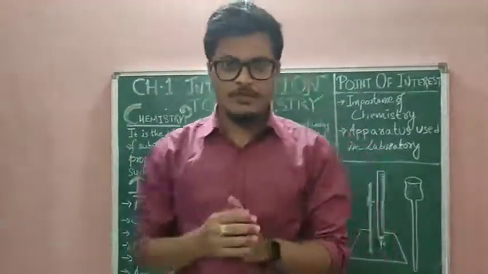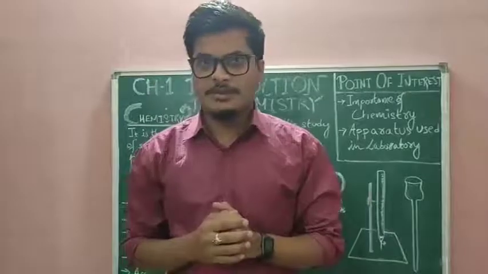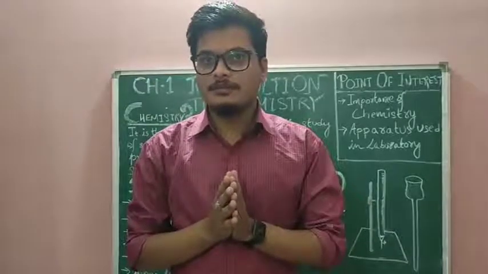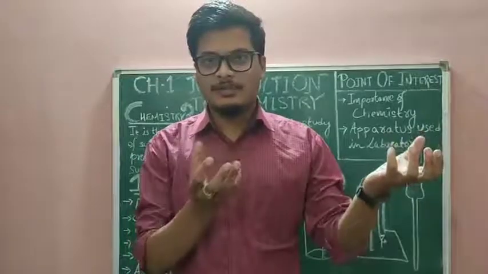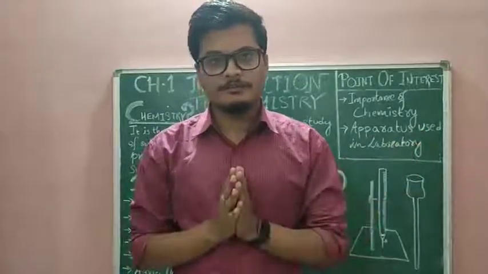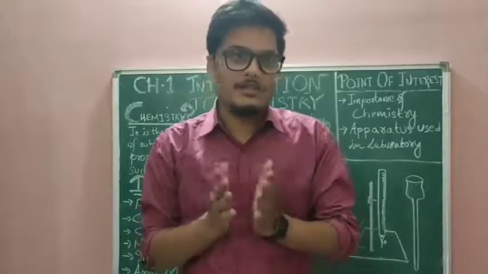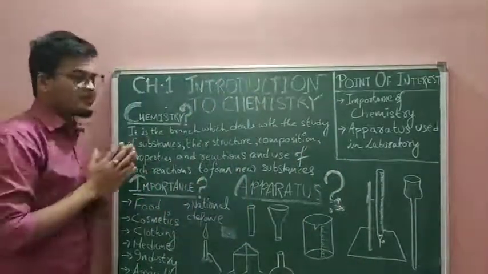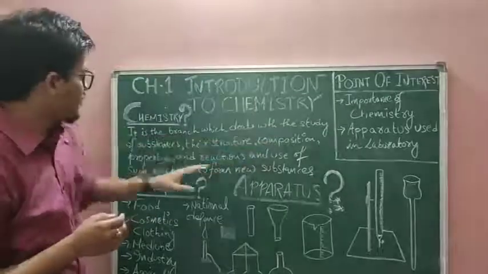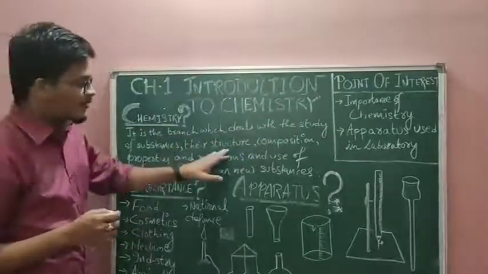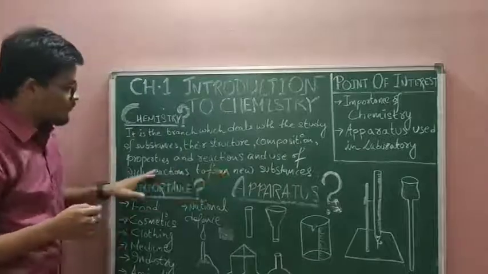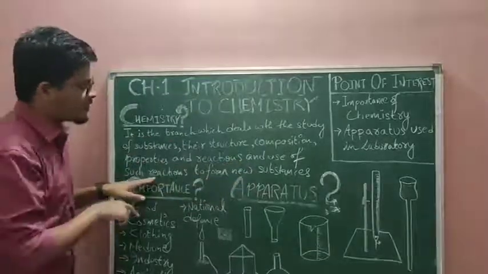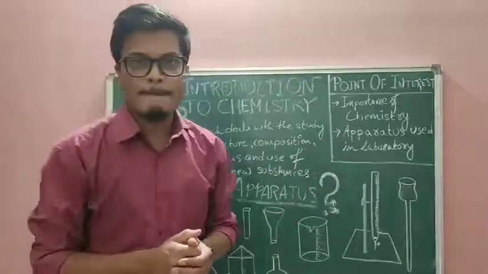Before we know what is chemistry, we should know the branches of science. Look, science is broadly classified into three categories: physics, chemistry, and biology. Now let us see what is chemistry. So we can define chemistry as: chemistry is a branch of science which deals with the study of substances, their structure, composition, properties, and reactions, and use of such reactions to form new substances.